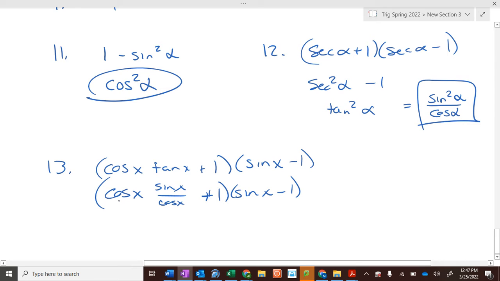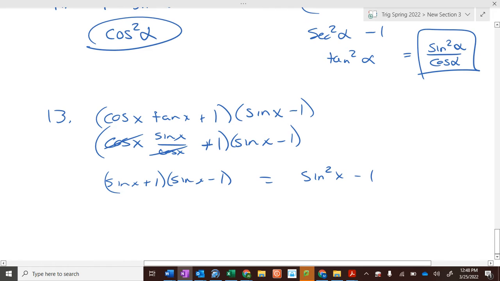What's sine over cosine? Well, what happens there? Cosines cancel, so it's sine of x plus 1 times sine of x minus 1, which is sine squared of x minus 1. Okay. If you want to change that, that is equal to negative cosine squared of x by a Pythagorean identity. Now, if you left it like this, would I count it wrong? Nah, probably not. I'm probably fine with that.